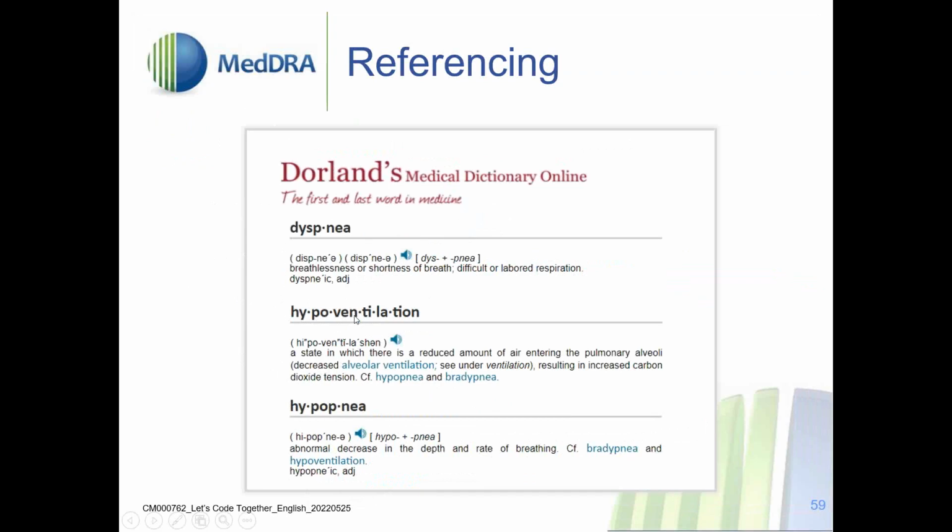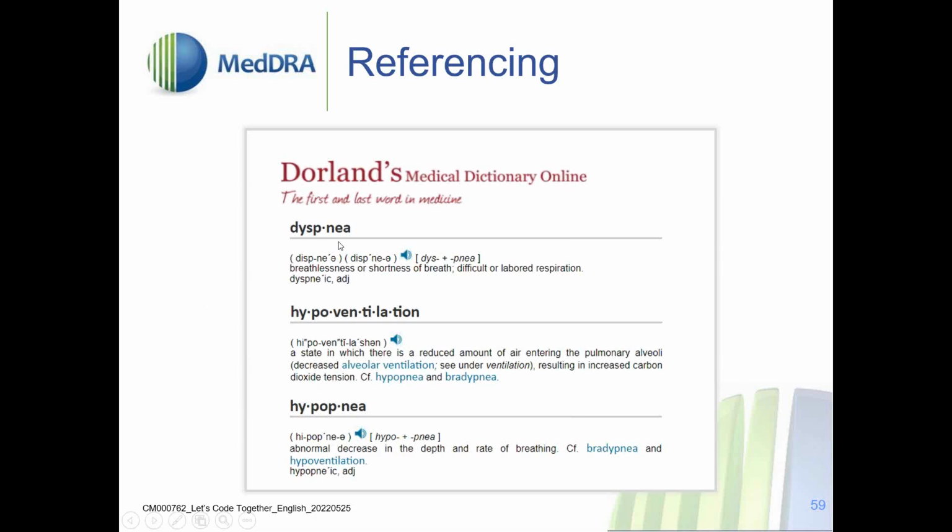Hypoventilation is a state in which there is a reduced amount of air entering the alveoli. So this was not reported in our case. We would add information when selecting this term. The respiratory restriction or limitation could be due to a problem in the upper airways as well. And hypopnea is too specific as well. The term stands for an abnormal decrease in the depth and rate of breathing. Again, we don't know that. It was not reported.